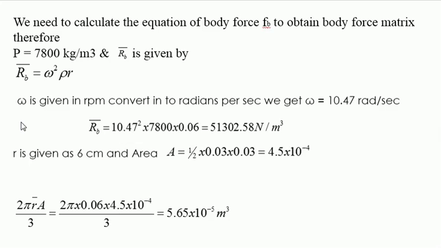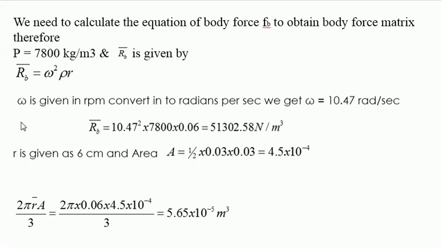Where Rb is given as omega square rho into r, and omega is given as 100 rpm. If you convert into radians per second, the value is 10.47. So therefore the Rb value is 51,302.58 Newton per meter cube.